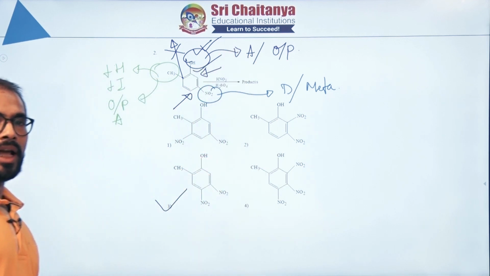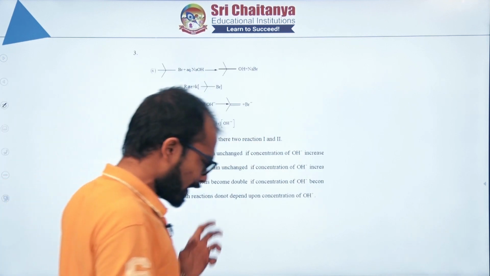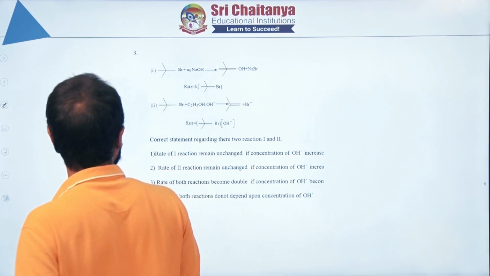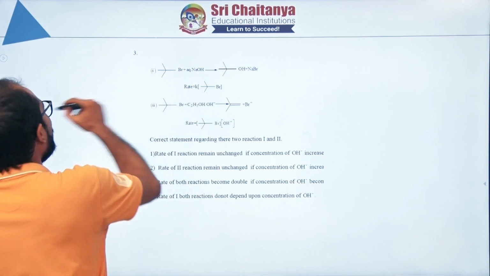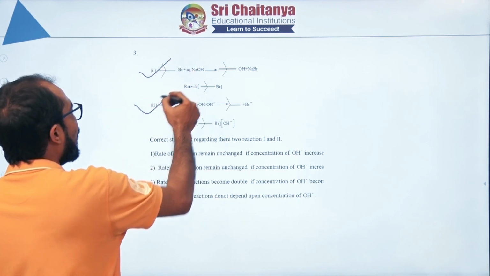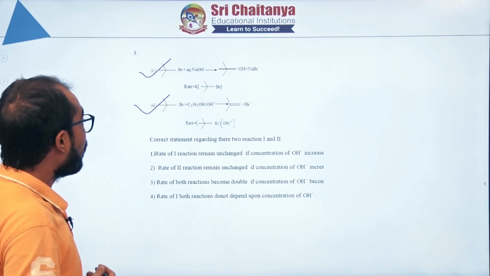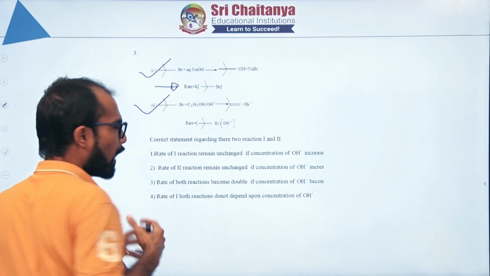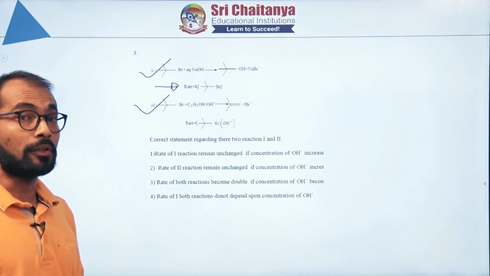So quickly move on to the next question. The next question here is very easy and very simple. Again, a very basic question has been asked. You see two reactions are given to you, 1 and 2, and they have given you the rates. Now here the rate, if you pay attention, it is unimolecular, right?